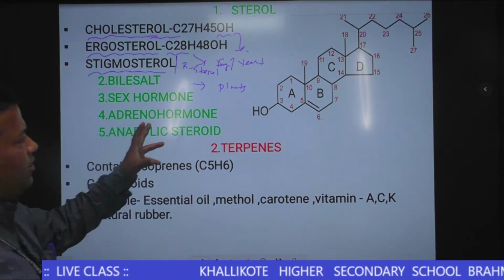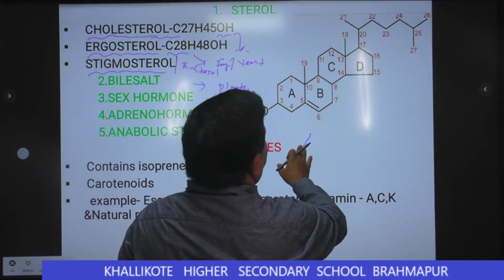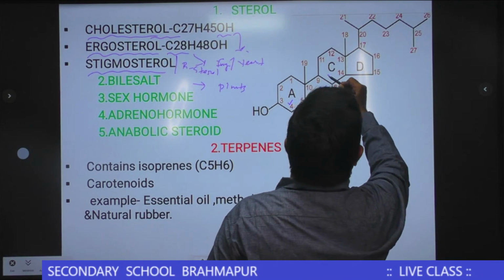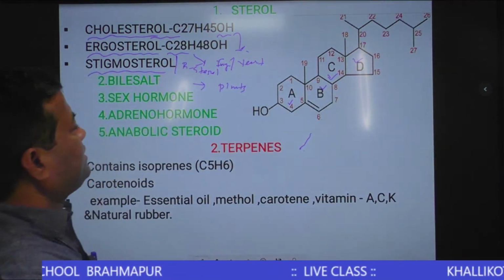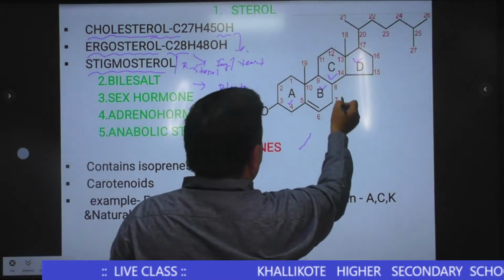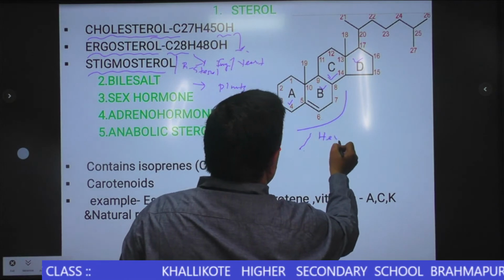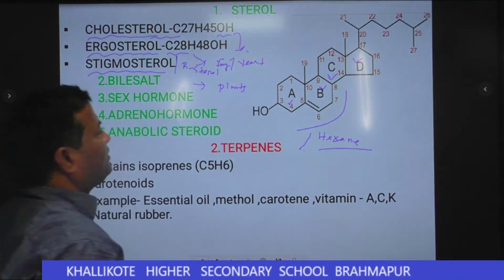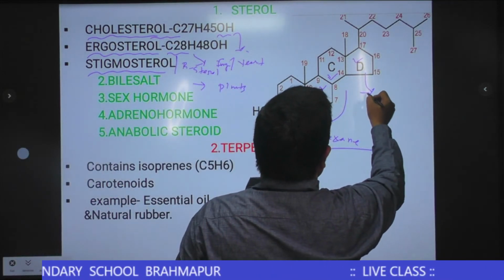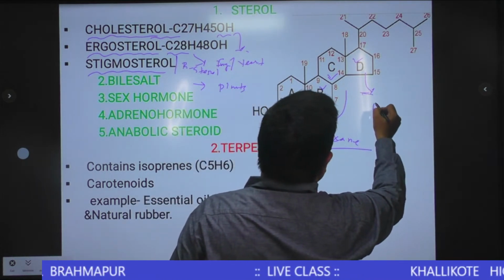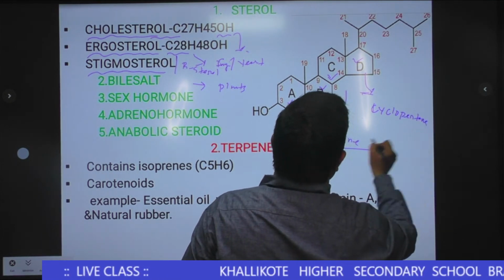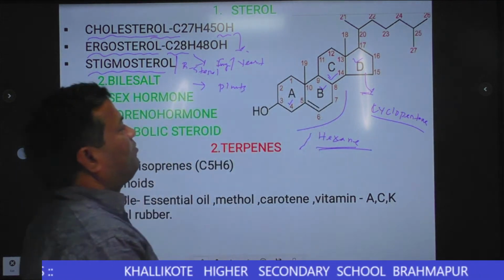This is the structure of cholesterol or a steroid compound. It has a four-ring structure named A, B, C, D rings. The A, B, C rings are hexane rings, or hexagonal structures. The fourth ring, the D ring, is a pentagonal ring, called the cyclopentane ring.